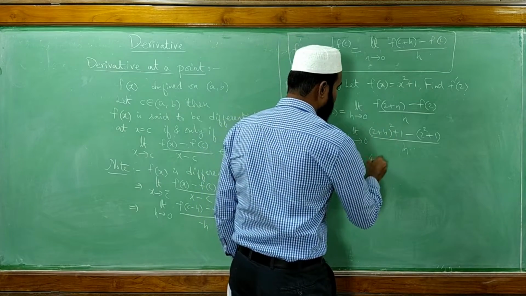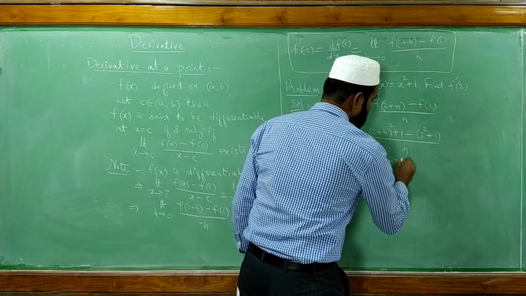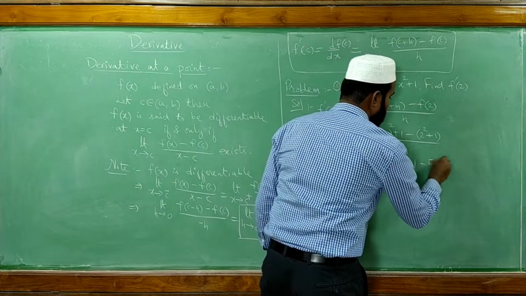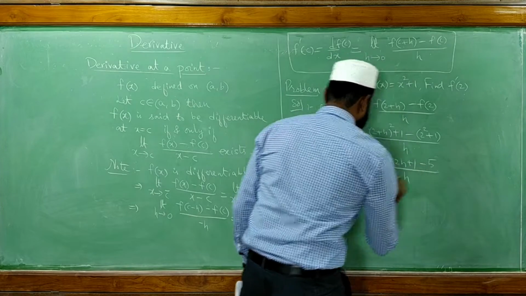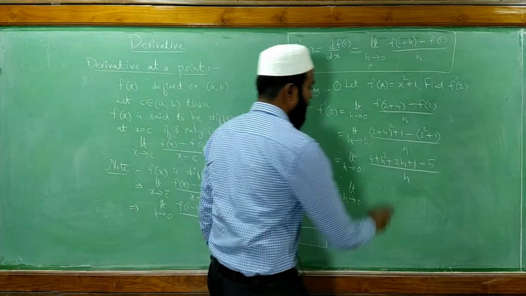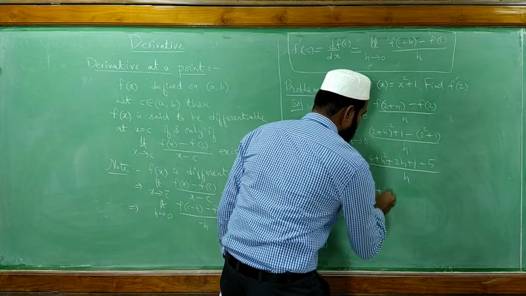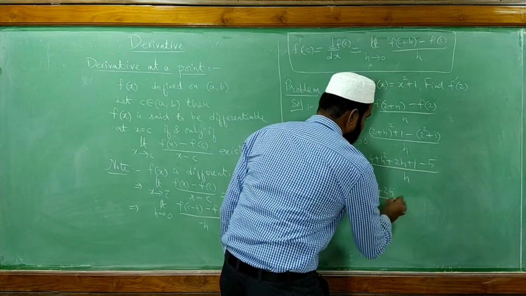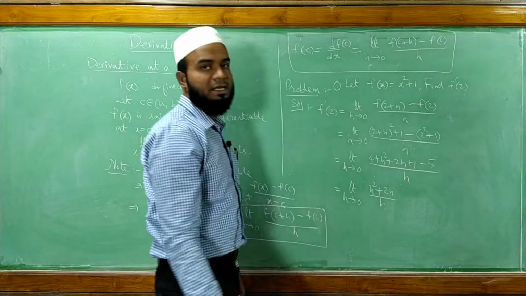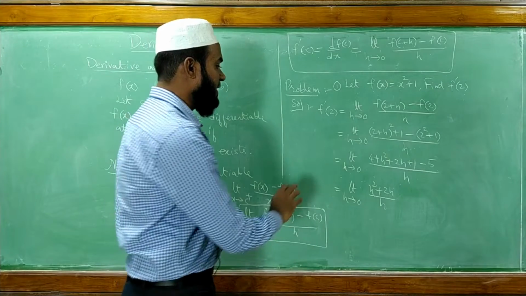A plus b whole square. 4 plus h square plus 2h plus 1 minus 2 to the 4 plus 1, 5. This is divided by h. Further, limit h goes to 0. Here h square as it is plus 2h as it is divided by h. Remaining 4 plus 1 is 5 and here minus 5 is there. So 5 minus 5 gets cancelled, remaining is this.